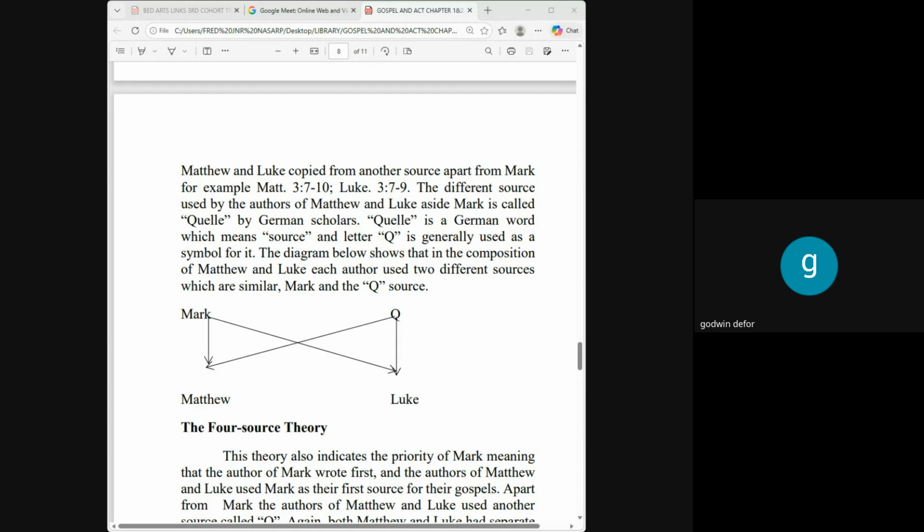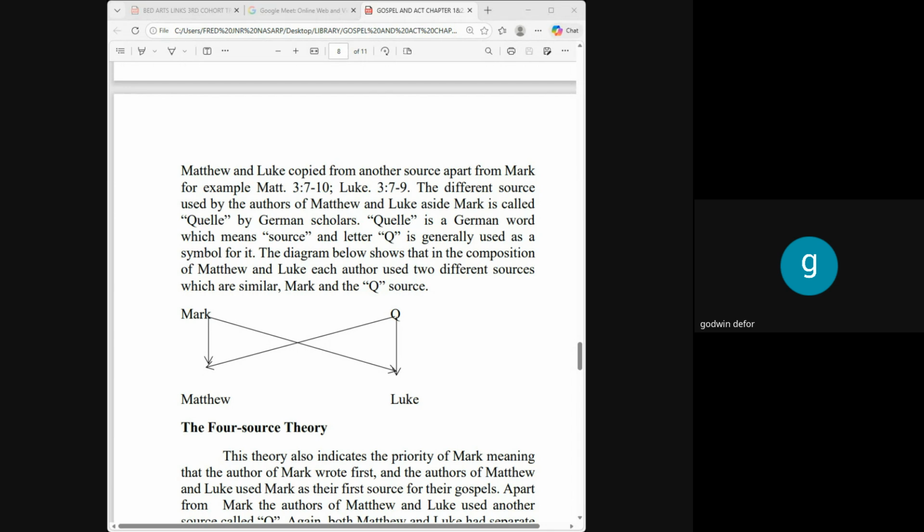And we have a diagram in support of the two-source theory. For the diagram, you see Mark at the top and Q on the right side of Mark at the top. At the bottom, you see Matthew below Mark and Luke below Q. And you realize that there is an arrow coming from Mark straight to Matthew, telling us that the author of Matthew picked material from Mark and used it.